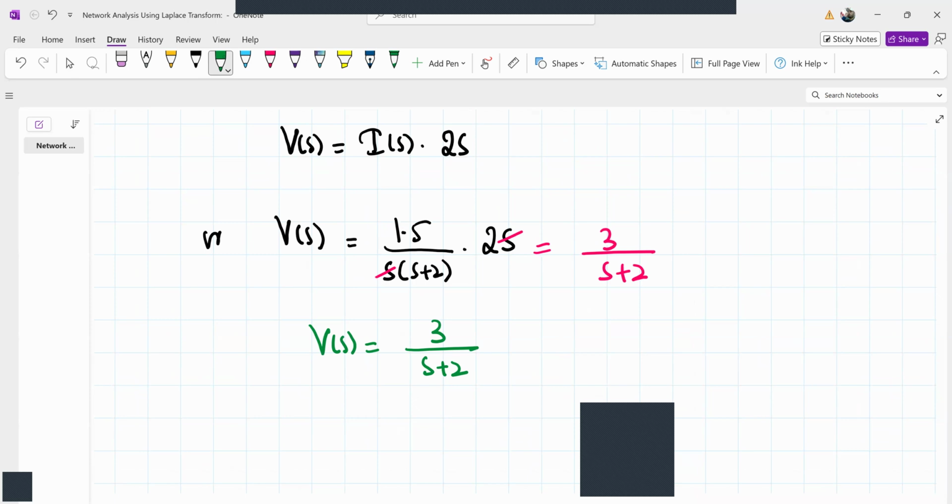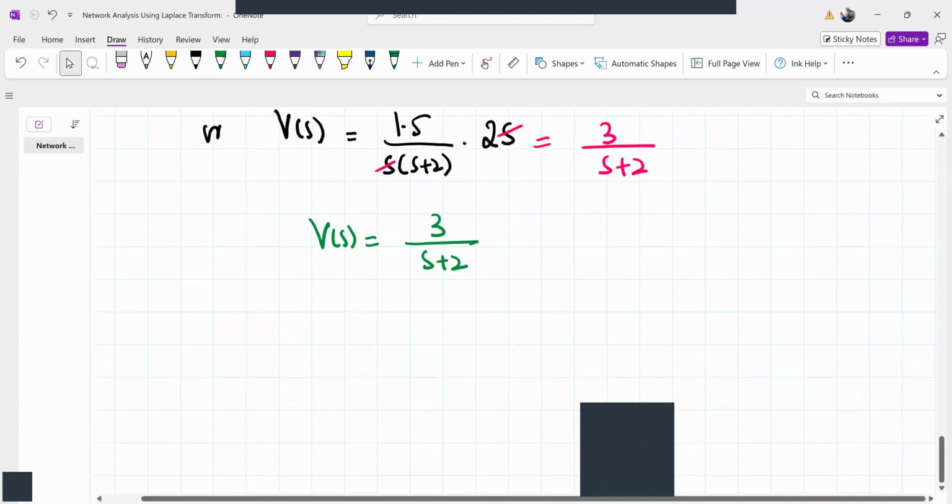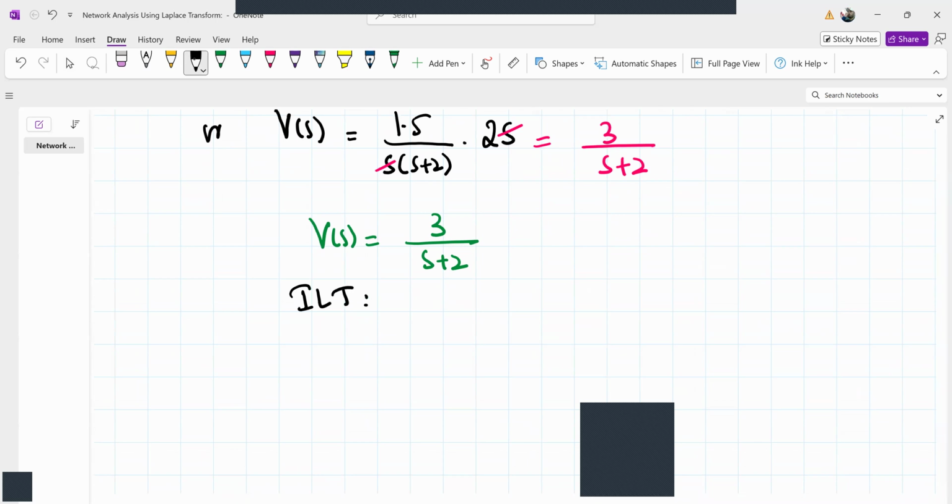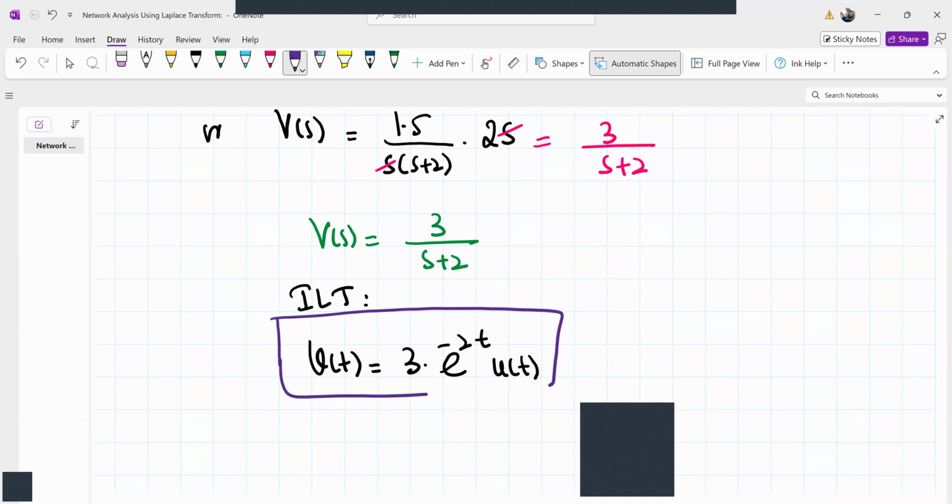So we know the inverse Laplace. We don't need to do the partial fraction because there is only one term here. We don't need to find the partial fraction expansion of this term. We can simply apply the inverse Laplace transform. So V of t will be simply equal to 3 into e to the power of minus 2t u of t. So this is the voltage across the inductor.